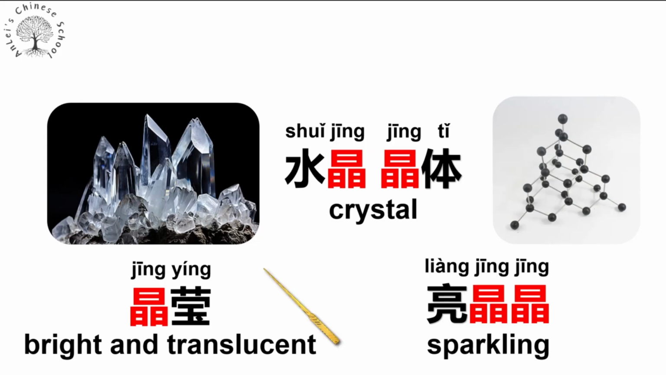Other related words are 晶莹, meaning bright and translucent, and 亮晶晶, sparkling. 水晶是一种晶莹亮晶晶的晶体. Crystal is a kind of bright, translucent, and sparkling crystal.